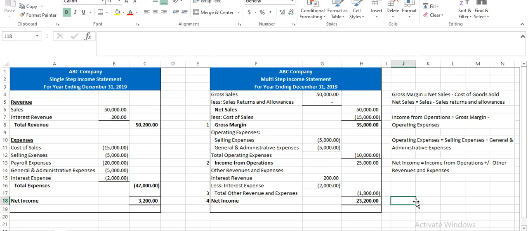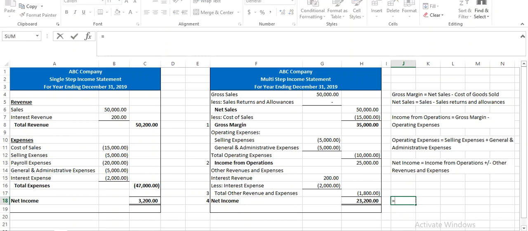Now, here is the question. Does my income statement balance? Does it agree to the previous one? Well, no, it doesn't, because the single step is 3,200, whereas the multi-step that we have is 23,200 in net income. They don't agree, and that means that something went wrong in the process. I kind of did it this way to help you see that things can go wrong and how to get back on track.